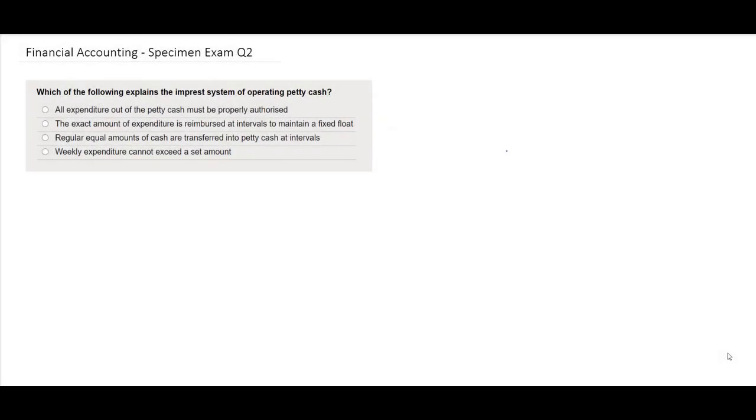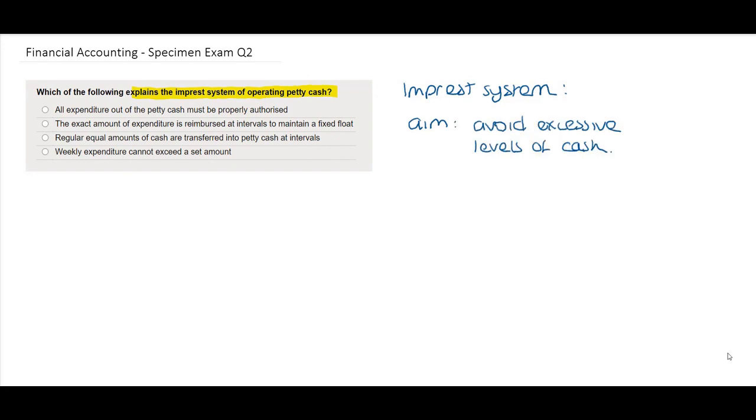In this question, you are being asked to decide which of the following explains the imprest system of operating petty cash. The imprest system is the method of paying out and replenishing the petty cash system. One of its aims is to avoid excessive levels of cash within the business. So how does the imprest system work?